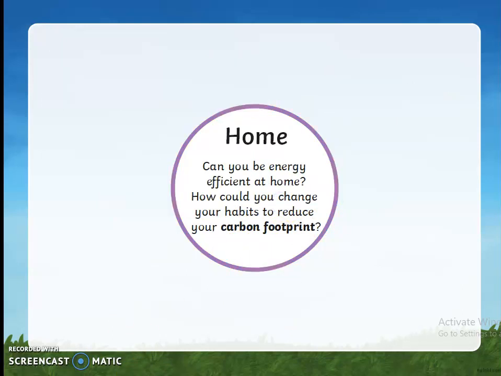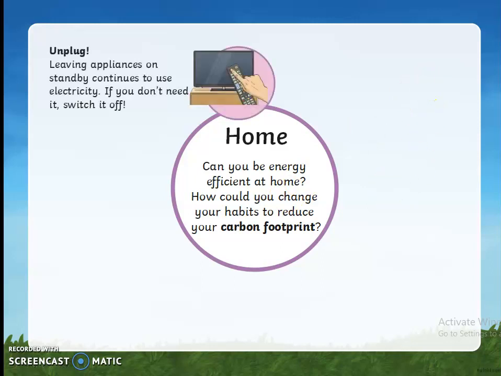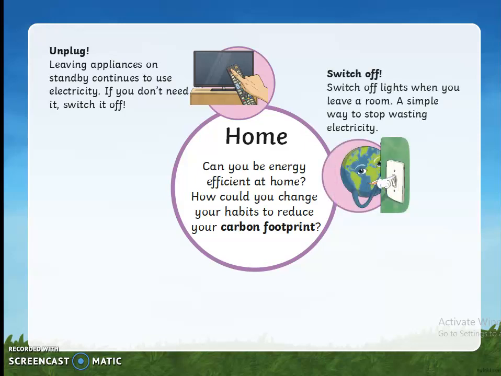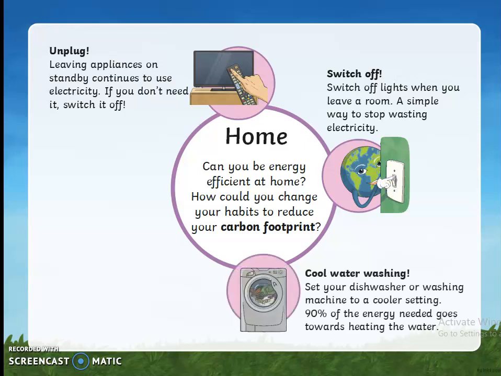Well, at home, can you be energy efficient? How could you change your habits to reduce your carbon footprint? The first is unplug appliances, because appliances on standby continue to use electricity. If you don't need it, switch it off. Then switch off lights when you leave a room, a simple way to stop wasting electricity. Then cold water washing. Set your dishwasher or washing machine to a cooler setting. 90% of the energy needed goes toward heating the water.